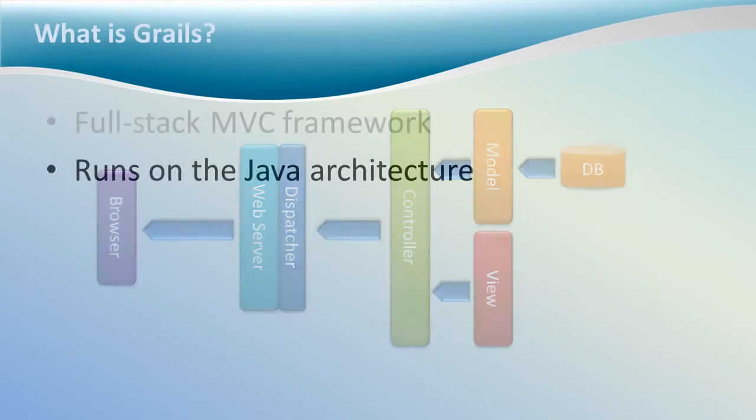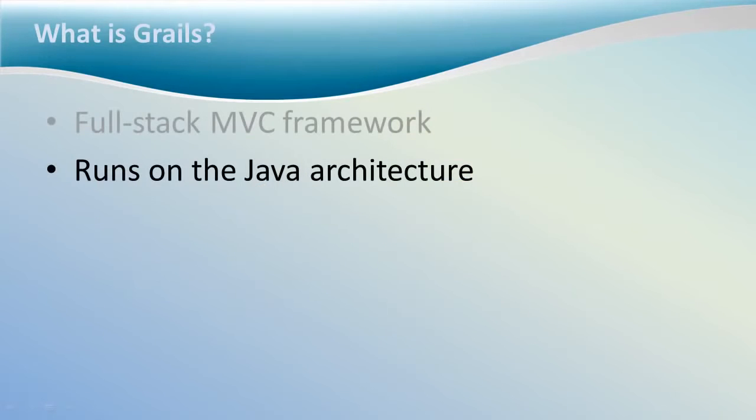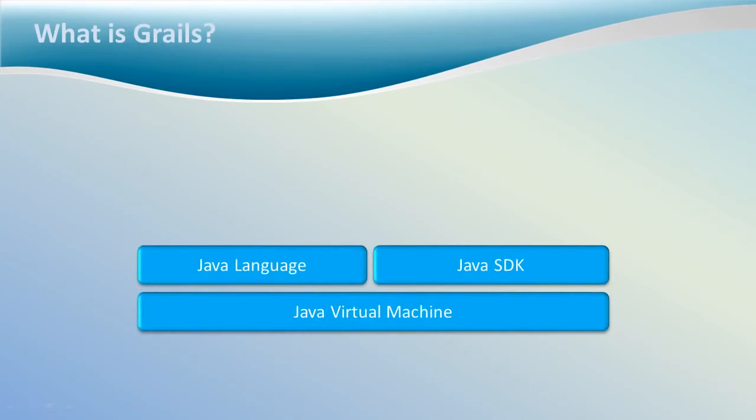As I've stated earlier, Grails is a framework that runs on the Java architecture. That means that anything running a Java virtual machine can run a Grails application. Grails comes pre-packaged with the Tomcat Java application server, but you can package up your Grails application and run it on any Java application server. In addition to a JVM, we will be installing the Java language and software development kit, so we can build a Grails application as well as run it.